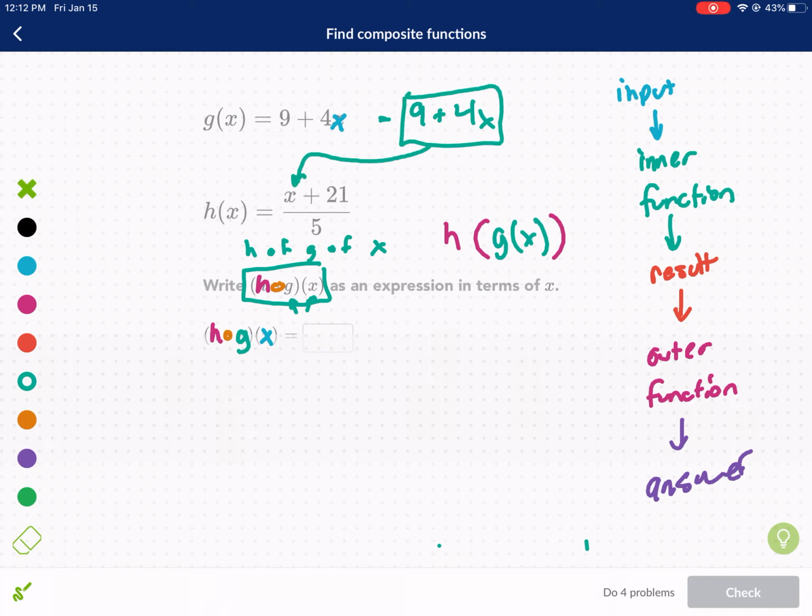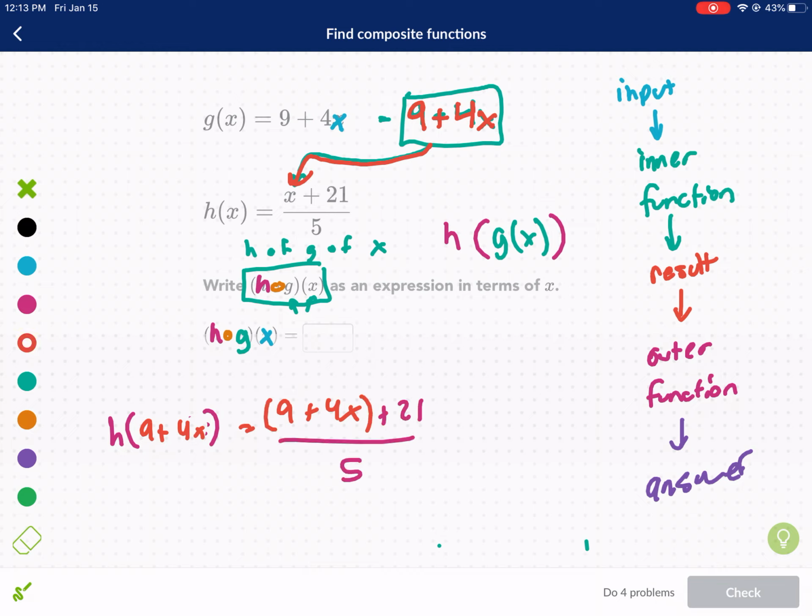Okay, so this was our result. Sorry, I should have written that in orange. This was our result. We're going to plug that in for x into our h of x. So now we're going to rewrite h of x. H of, in this case, we input 9 plus 4x. That was our result. Let me change that to orange just so you see it a little bit more clearly. 9 plus 4x. So then we have equals 9 plus 4x, and then this was already part of h, plus 21 over 5. So hopefully this way you can see that we replaced this x with 9 plus 4x. And now we get our answer.